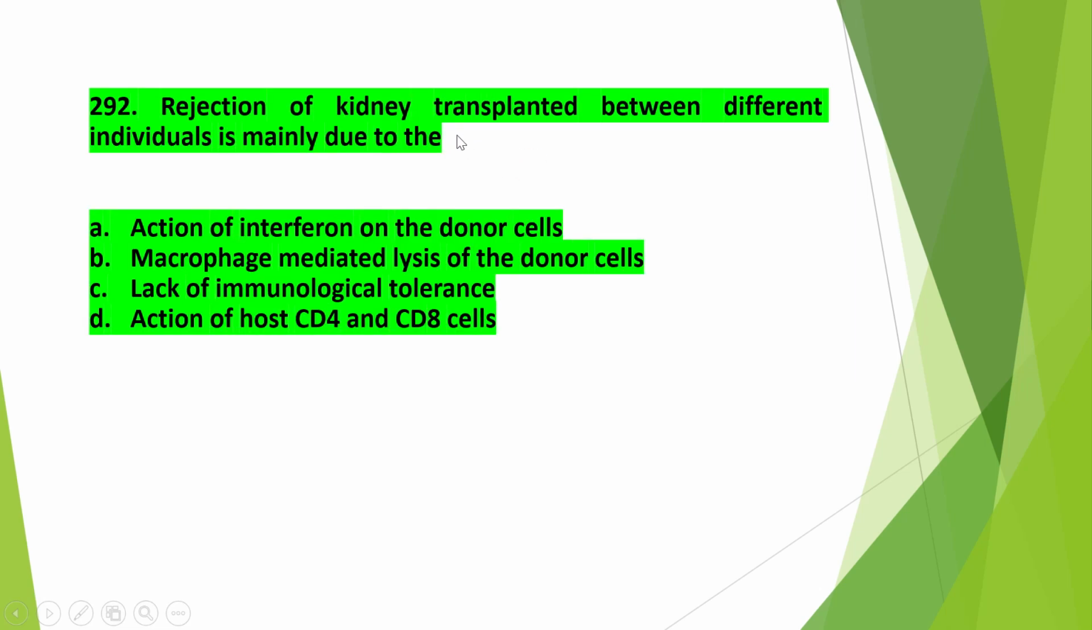Next one is, rejection of kidney transplanted between different individuals is mainly due to the action of interferon on the donor cells, macrophage mediated lysis of the donor cells, lack of immunological tolerance, or action of host CD4 and CD8 cells. The right one is option D. So rejection of kidney transplanted between different individuals is mainly due to the action of host CD4 and CD8 cells.